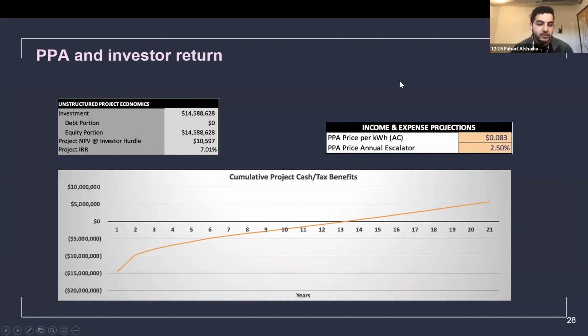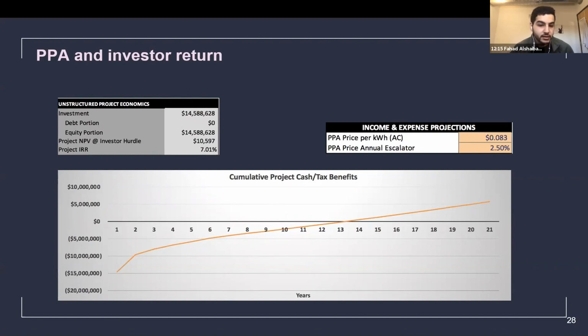So using a PPA of 8.3 cents per kilowatt hour and a 2.5% escalator yields an investor NPV of around $10,000. And as can be seen from the cumulative cash flow plot, the federal ITC and MACRS depreciation kick in over the first 5 years of the project, and then the PPA further drives the returns where a positive cash flow occurs at year 13.